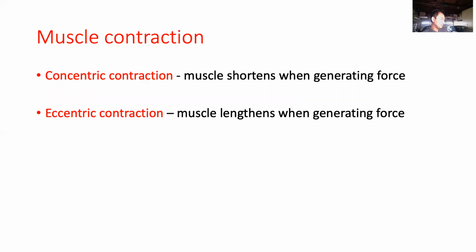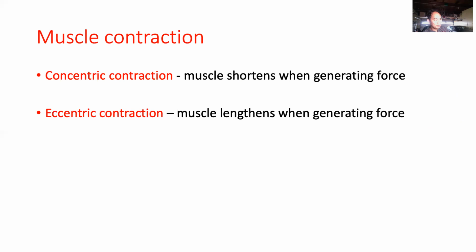Muscle contraction, basically there are two types of muscle contraction. They are concentric contraction and eccentric contraction. Concentric contraction means the muscle is generating force, and at the same time the muscle gets shorter. That is concentric. Eccentric contraction means the muscle is generating force, and at the same time it is getting stretched, the muscle lengthens. That is eccentric contraction.